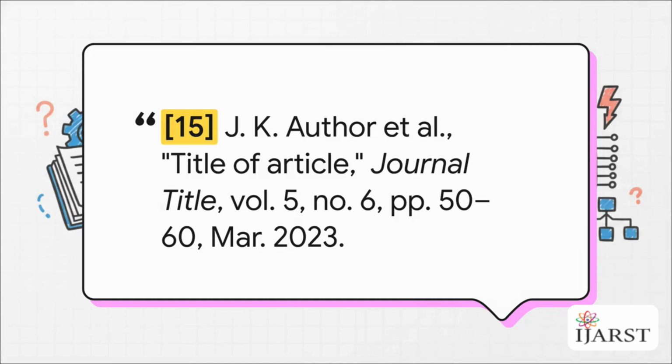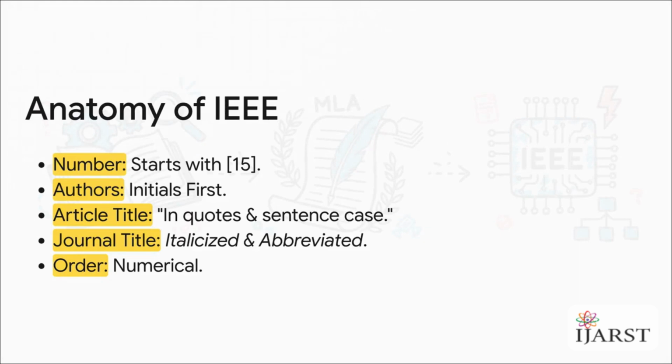And now, let's look at IEEE. This one is all business. It's compact, it's dense, and it's designed for pure function, which is exactly what an engineer would want. The very first thing you see is that number. The whole structure here is driven by that need for efficiency. It kicks off with the number in brackets. The authors' names are formatted with initials first. But the real game changer?